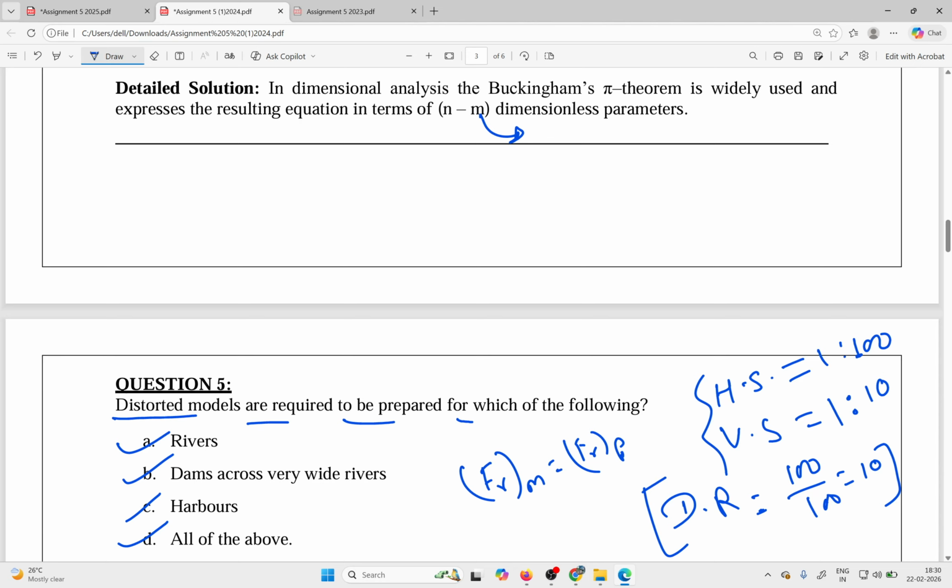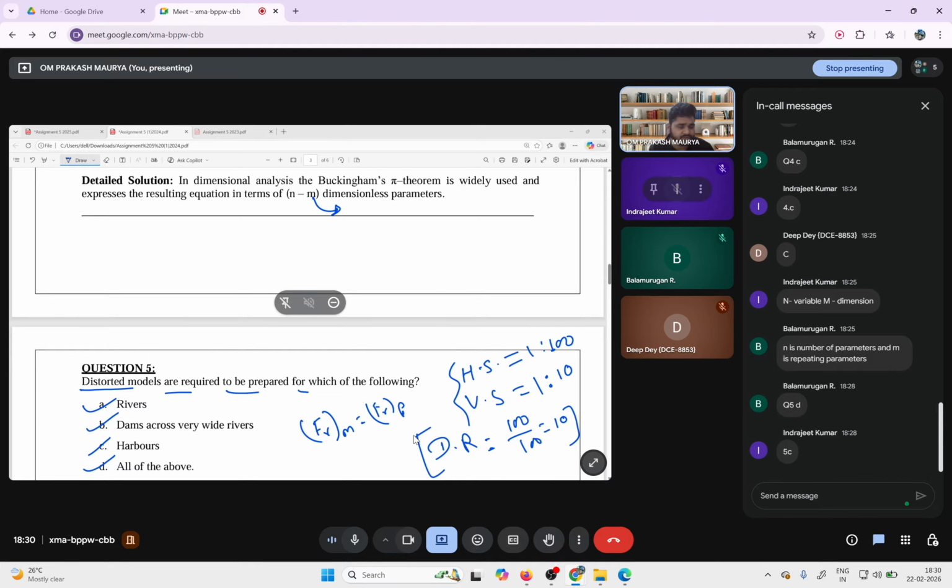So okay, I'll come back again once I want to know the answer from your side for this question. So Indrajit is telling harbor, that is option C, and Bala is telling option D, all of the above. Okay, fine. Others please. Okay.